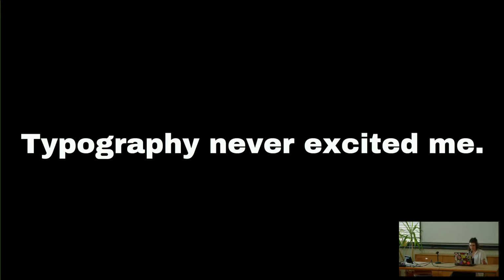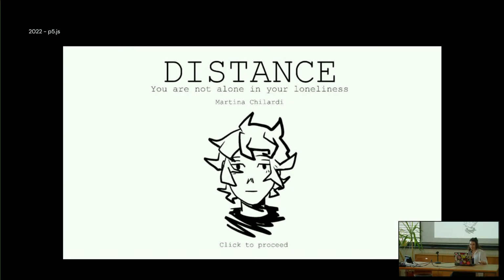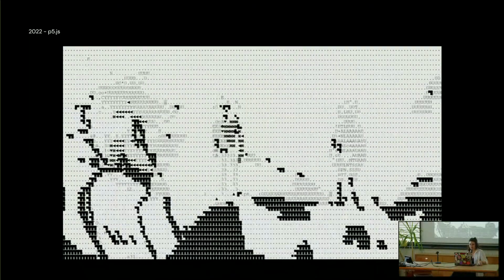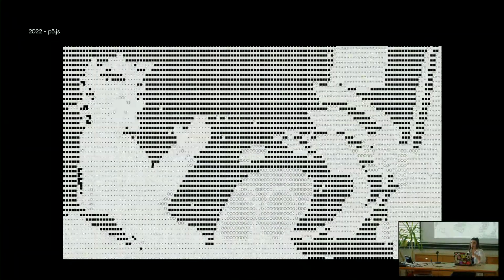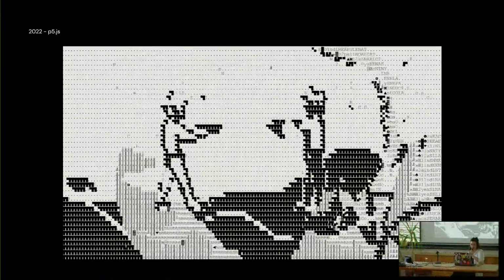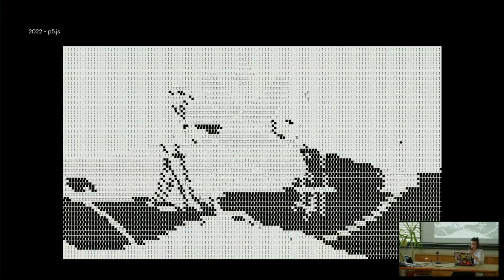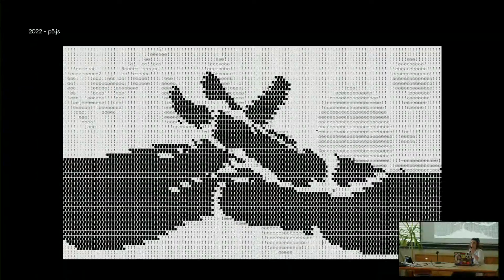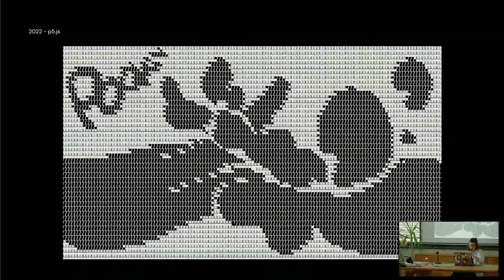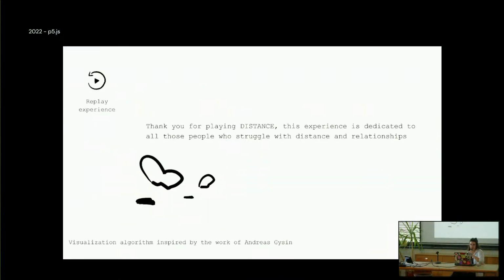Then something happened in 2022. I did this class, this subject in Fine Arts Academy in Italy, that was about creating interactive and generative visuals with P5.js, which is a coding language. I was planning this project for my exam, and I discovered that it was possible to write a code that translates images into ASCII art, and it was interesting for me because I'm also a comic book artist.